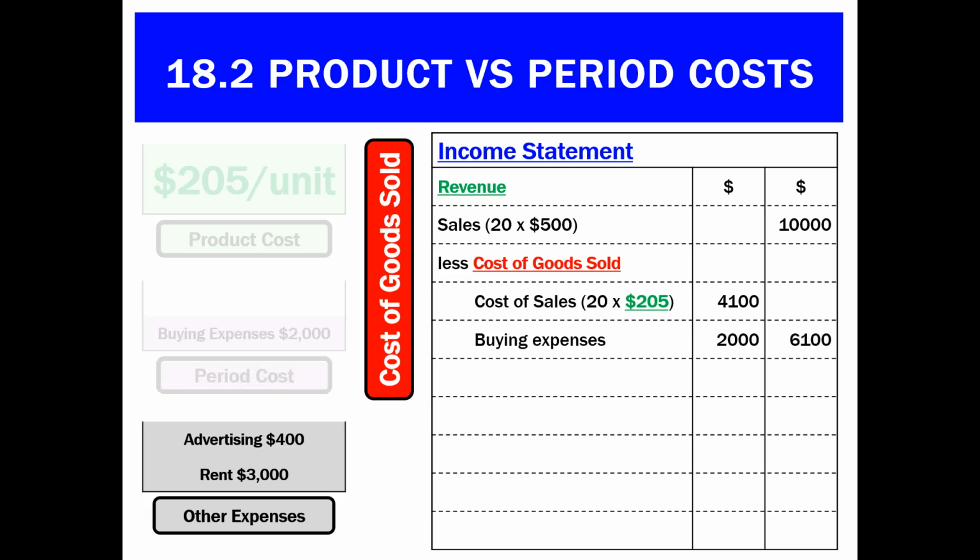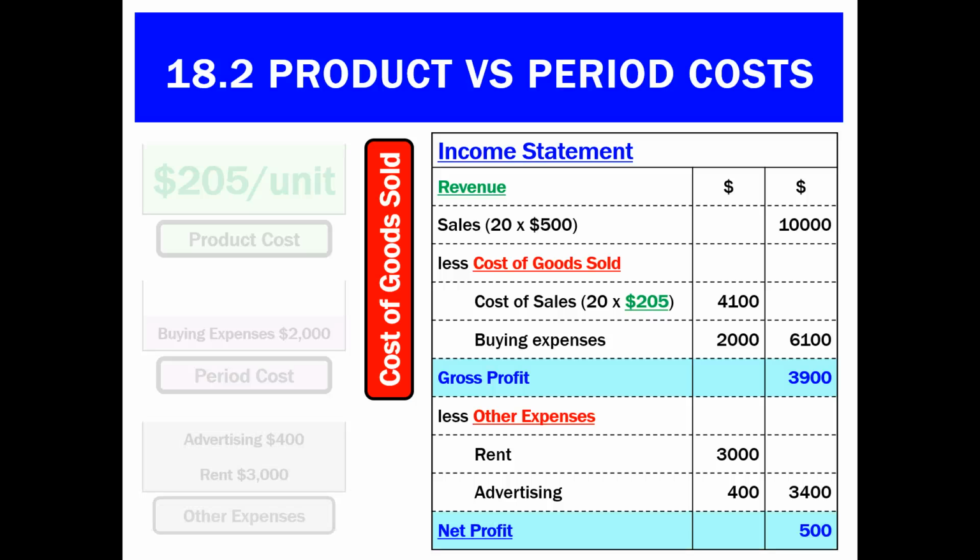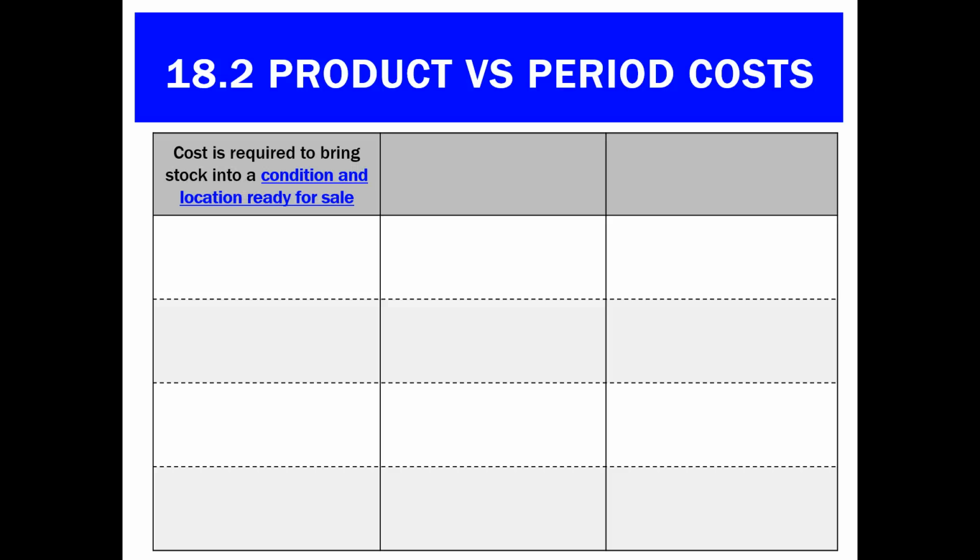So that will now give me my total cost of goods sold and a gross profit. Now I'll less away my other expenses, and I had the two. I had the rent and the advertising, and that'll give us a net profit of $500. So we've been able to allocate all our expenses here, and you can see where they go in the income statement. So let's just have a bit of a matrix here that's going to help us classify all these costs.